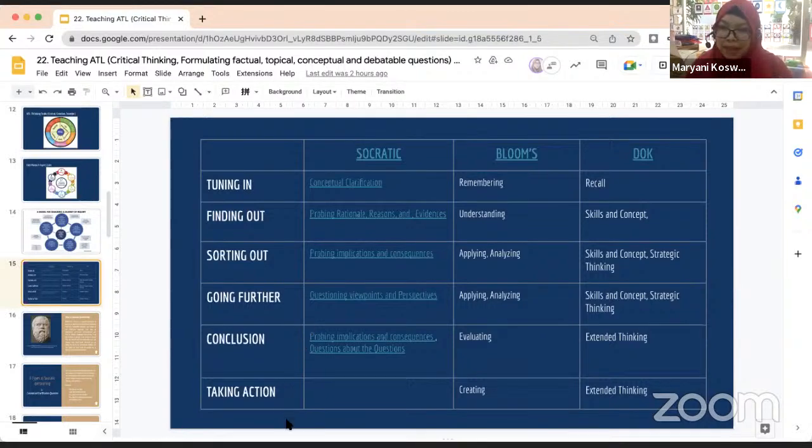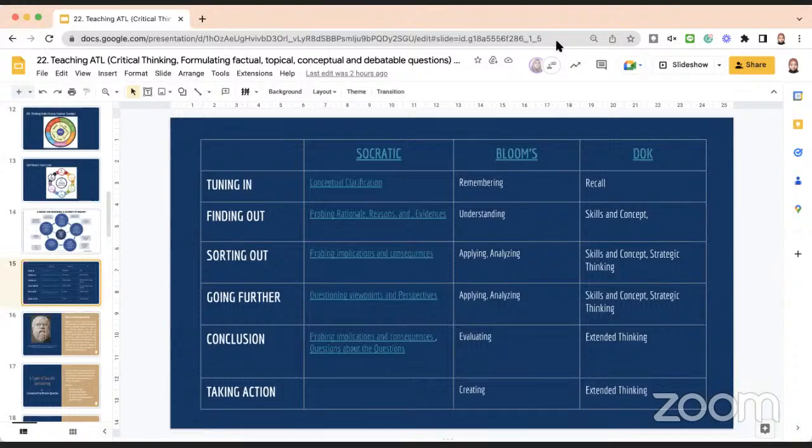From Miss Sri as a language teacher, Miss, is there any tips and tricks on how to encourage students with a low English level? Because they seem not really confident to speak in English. So that's quite a hard time for us as well.